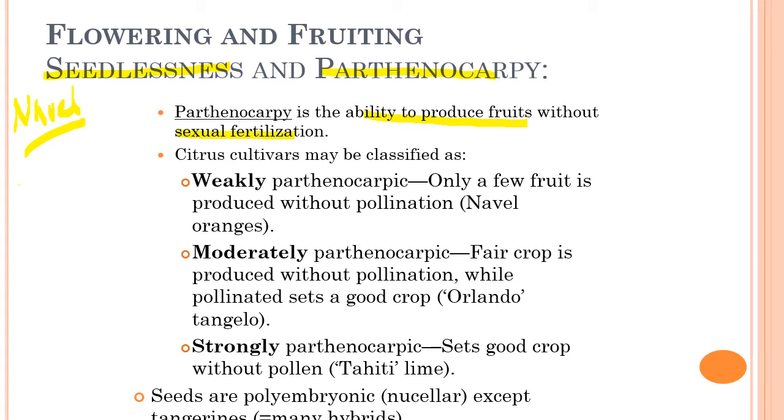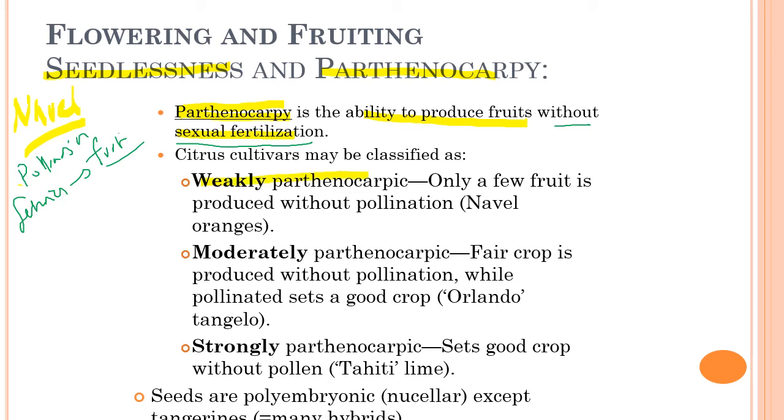As you know from before, most of the plants will go through pollination and then fertilization, and then they set fruit, right? In parthenocarpic fruits, they don't. There is no sexual fertilization. So these are called parthenocarpic. They don't do any kind of fertilization. So based on this, there are different categories of parthenocarpy.